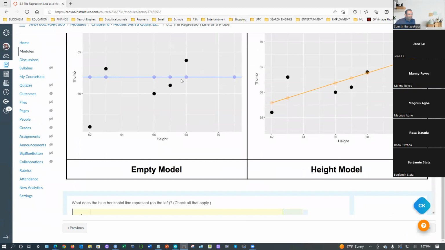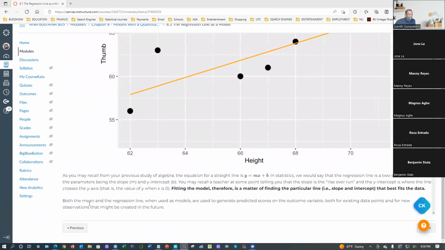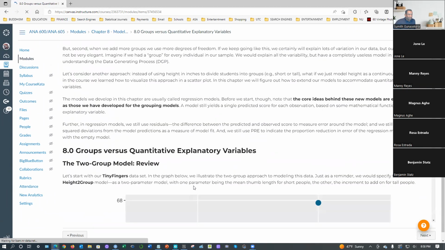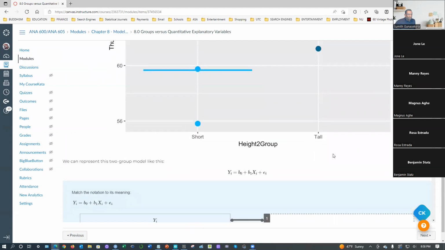As I said, we have the empty model, and now the height model. And then you have another model, the height 2 model. Can you remember? That's a categorical model. In this one, you're going to put short and tall.